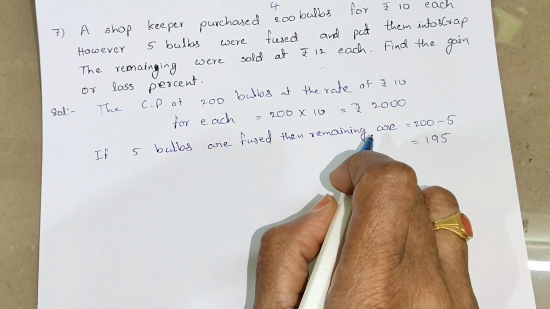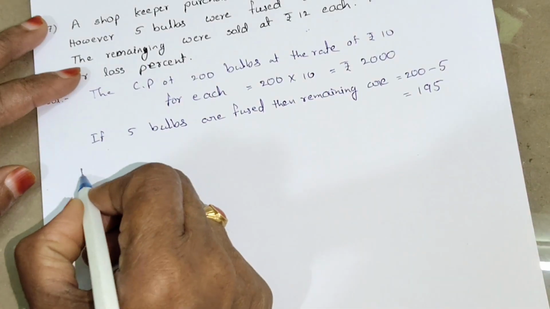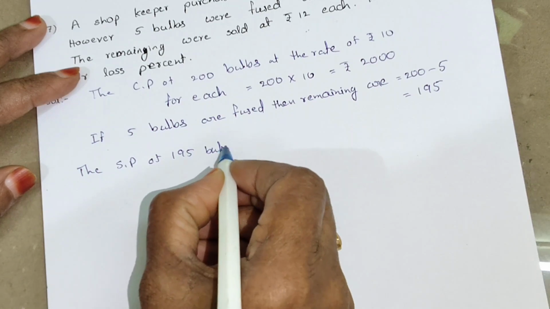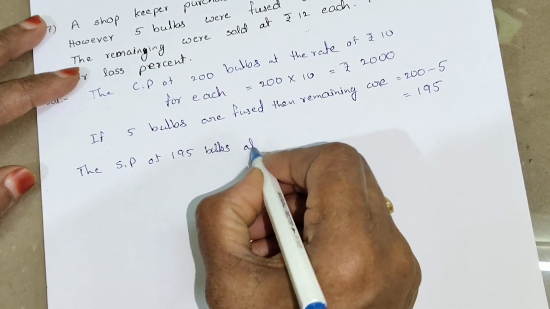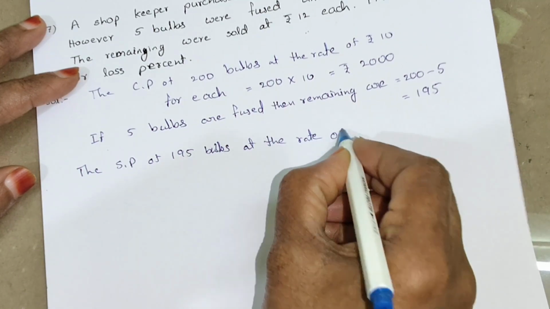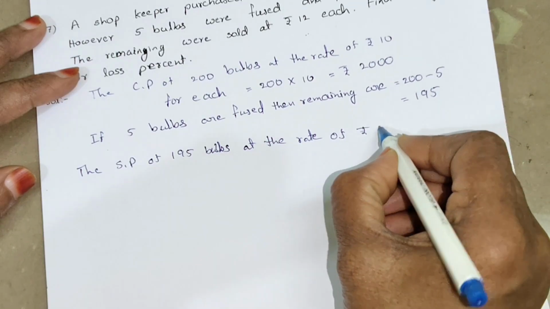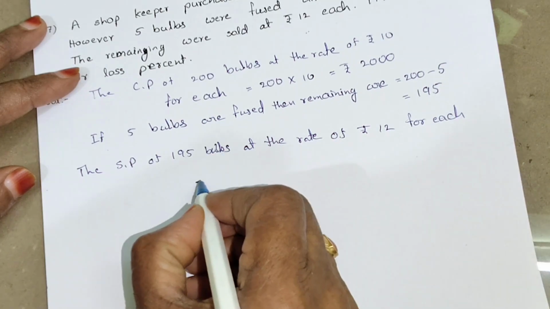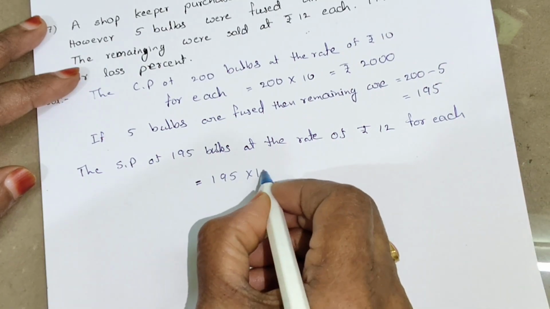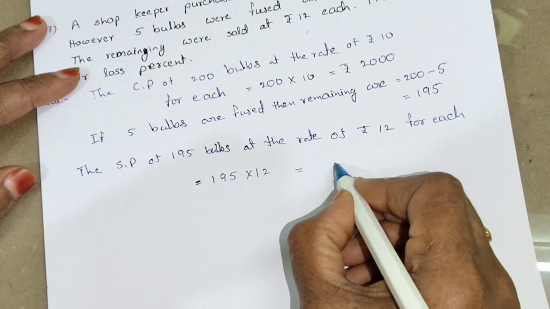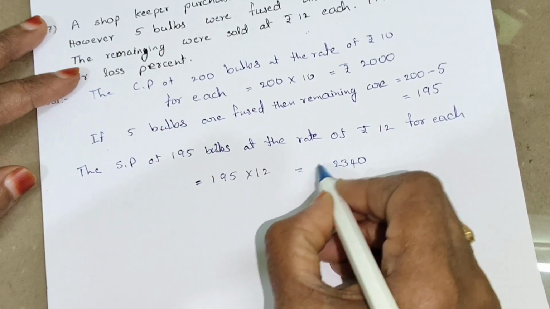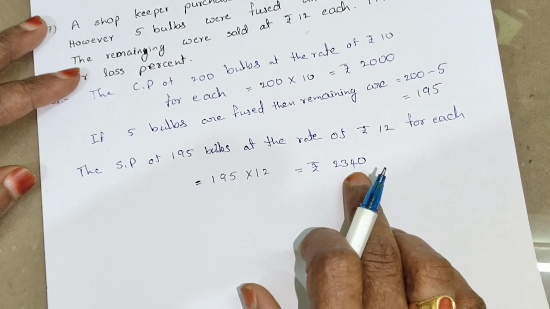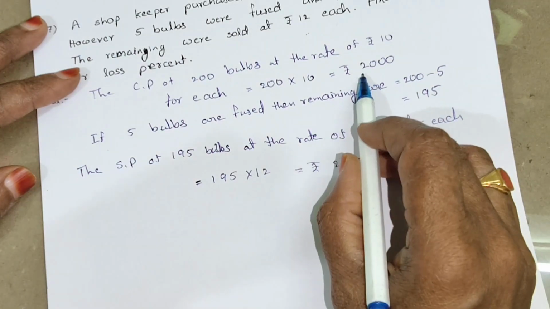So now the selling price of 195 bulbs at the rate of 12 rupees each is equal to 195 into 12, which is 2340 rupees. Here the complete selling price is 2340 and the cost price is 2000.